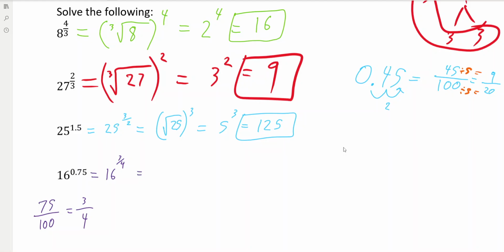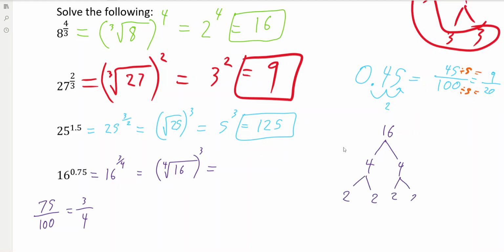16 to the exponent 3 over 4. So now what we're going to do is the same as what we've always done, which is root 4, which is the denominator, and then of 16, and then to the exponent for the numerator, which is the 3. So the fourth root of 16, well, what we're going to have to do is figure out what that is. Here's the prime factor tree.